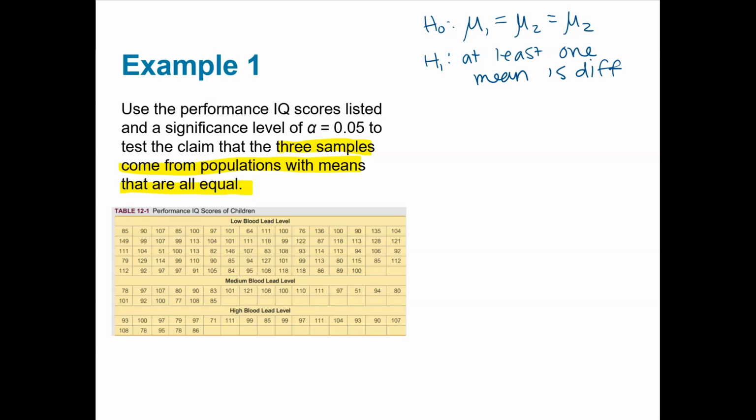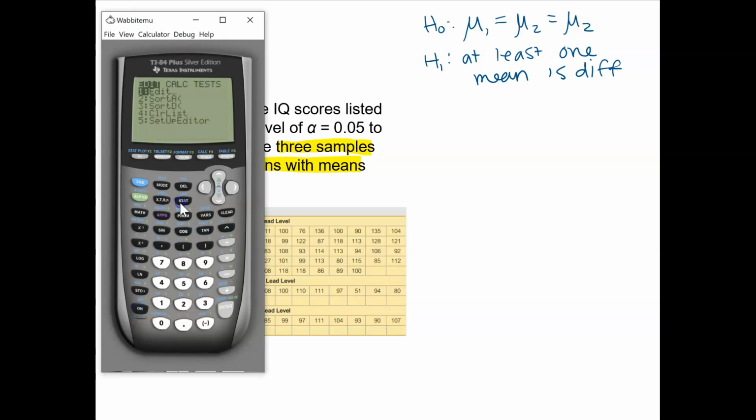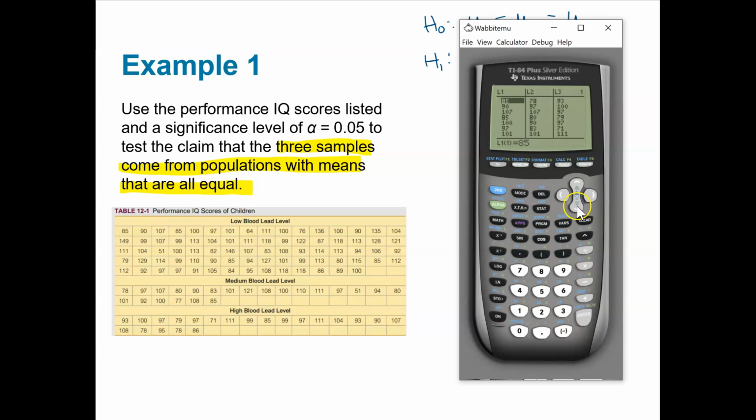I'm going to enter this data into my calculator, and it's like magic. I've already put it in here. It's in my L1, L2, and L3, and that was no easy feat. So I'm going to go to Stat, Tests, ANOVA, and they're in L1, comma, which is above the 7, L2, comma, L3. There's a ton of stuff here, but what we care about is at the very top.